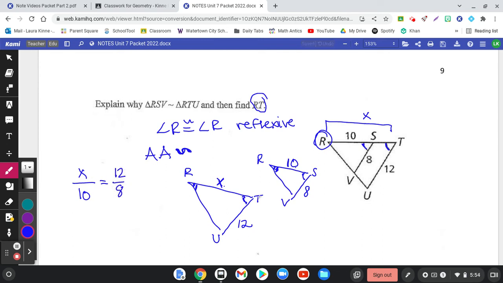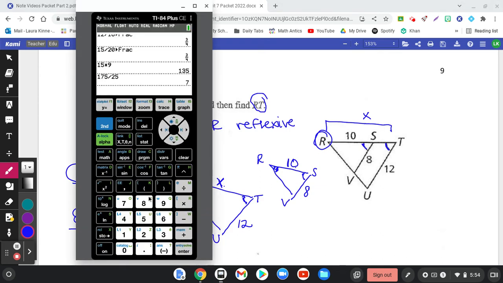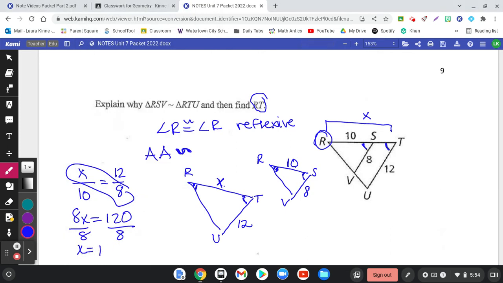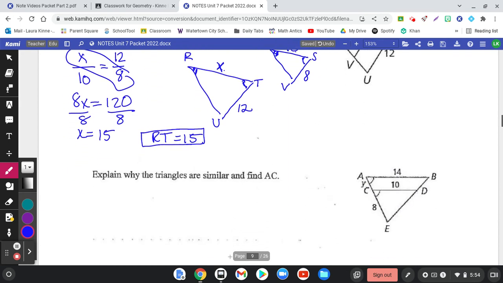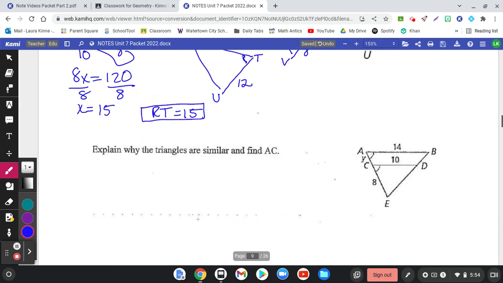So x over 10 equals 12 over 8, and now you can just cross multiply. 8x equals 120. Divide by 8. 120 divided by 8. 15. So RT equals 15. All right, and we'll practice with questions like that over the next couple of days.